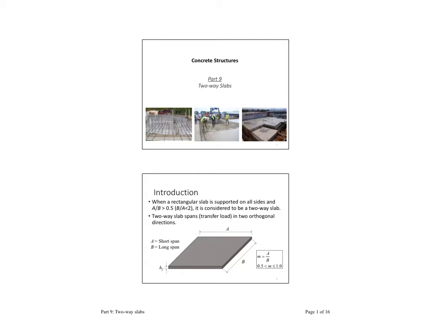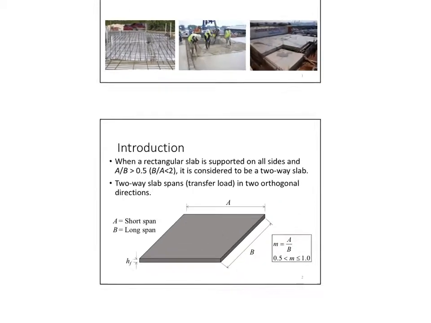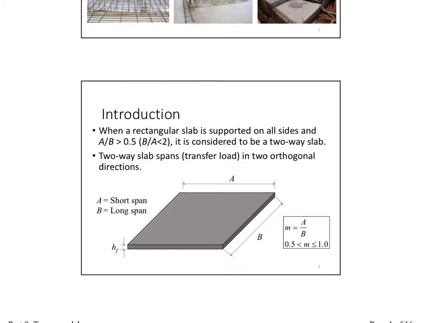In Chapter 9, we are going to talk about two-way slabs. Those types of slabs are the slabs where the aspect ratio makes the load path for the load go in two different directions, in the x and in the y. Why is it going in both directions?